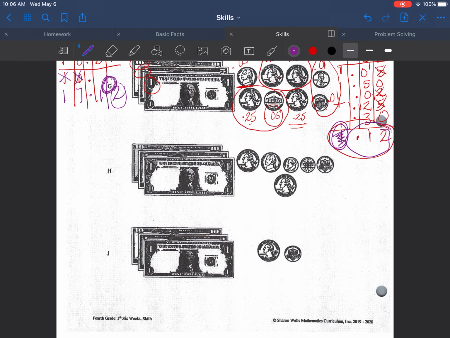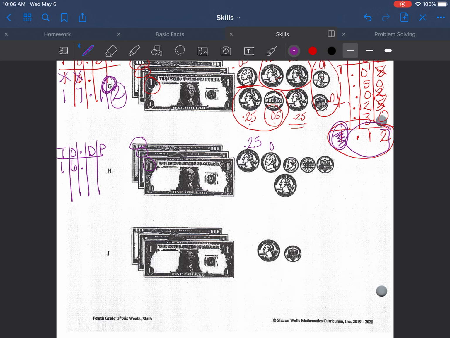Remember, the question was asking for a 2 in my hundredths. So that means a 2 in my pennies. So this could be my answer. But I'm going to go and check the rest. We have my tens place, once.